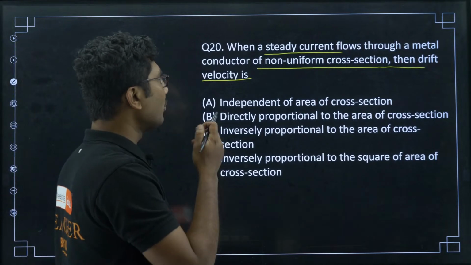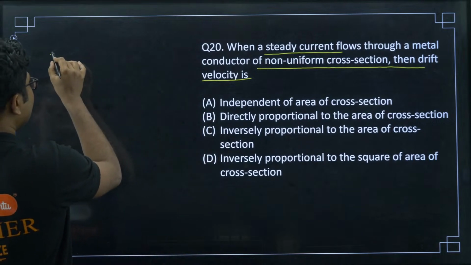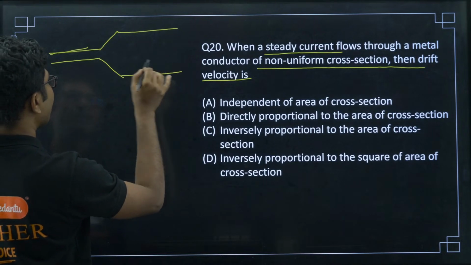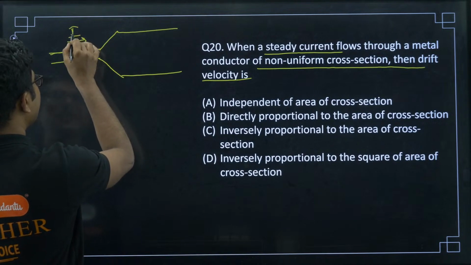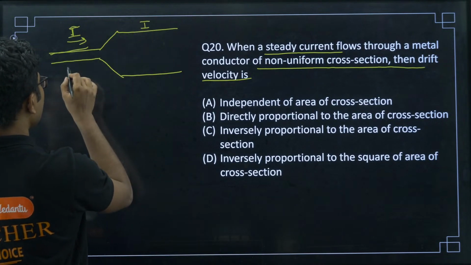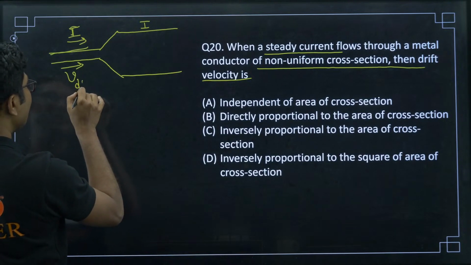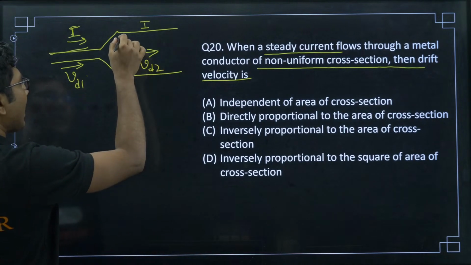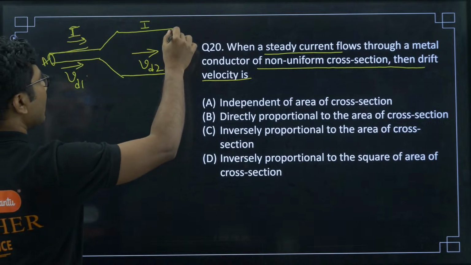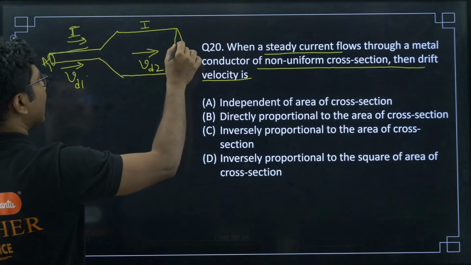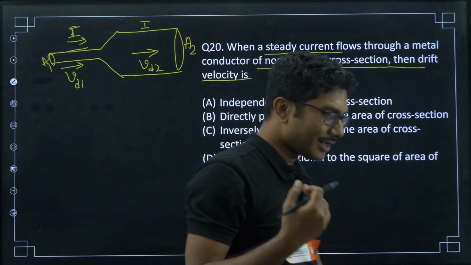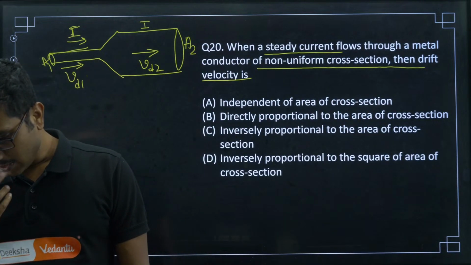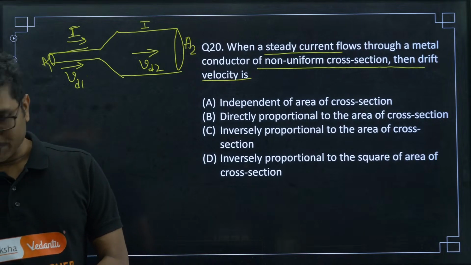Very interesting question. So basically they are saying a wire with a non-uniform cross section. Suppose this is the wire, current is flowing. Steady current means I is constant. Suppose the drift velocity here is Vd1, drift velocity here is Vd2. Now, what is the relationship between Vd and this area A? Suppose this is the area A1, this is the area A2. It's like Bernoulli's principle, but in current. Now, tell me the answer. Inversely proportional, directly proportional, Vd is equal to I by nAe.